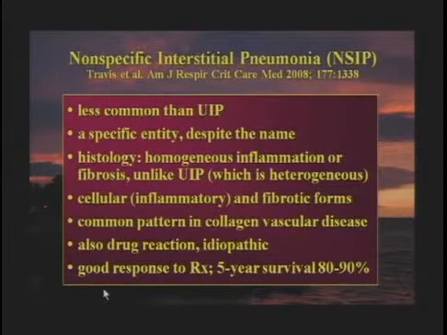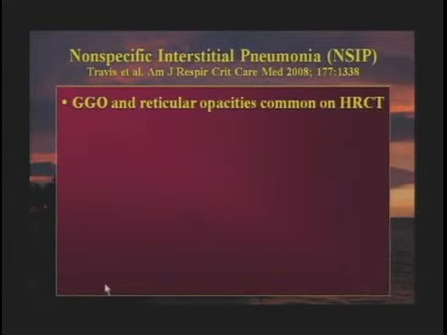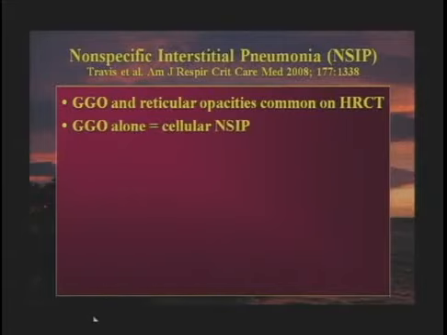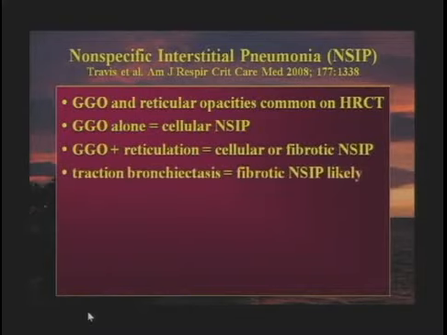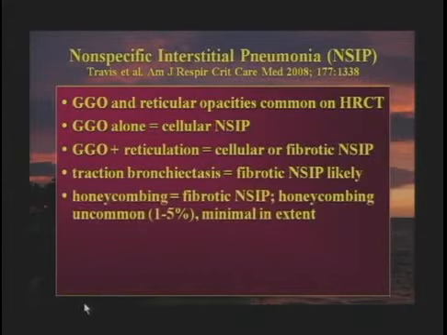What we tend to see on HRCT is ground glass opacity and reticular opacities in some sort of combination, but ground glass is often a predominant feature. If you see ground glass opacity alone in patients with this disease, it is the cellular form. If you see ground glass opacity plus reticulation, it's either cellular or fibrotic, you can't be sure. If you see traction bronchiectasis in association with reticulation, since that's a finding that tends to go with fibrosis, fibrotic NSIP is likely. And if you see a little bit of honeycombing, then it's fibrotic NSIP.